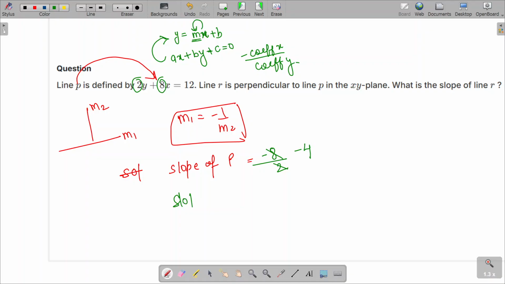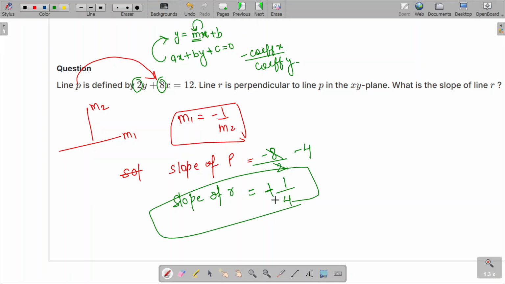The slope of R is going to be the negative reciprocal of the slope of P. So negative negative, that means it should be negative and reciprocal. Negative negative makes positive, and the reciprocal of 4 will be 1 over 4. So 1 over 4 will be the slope of R. Make sense? Let's move forward.